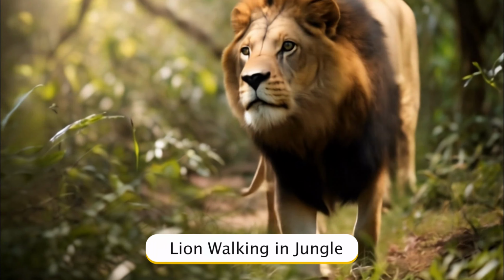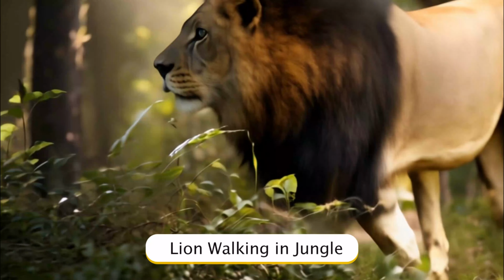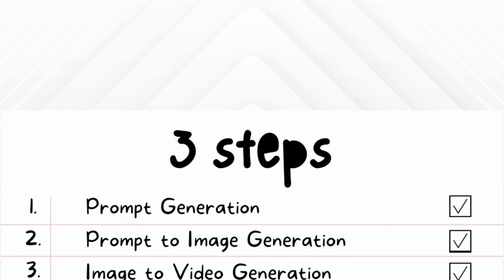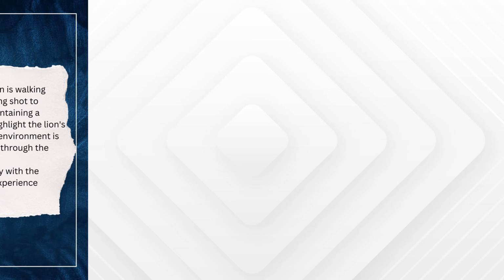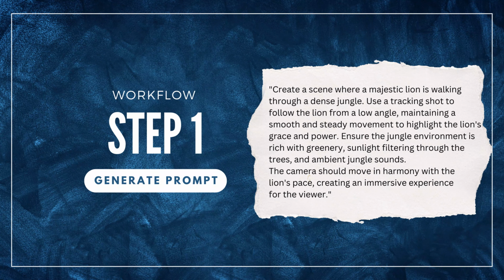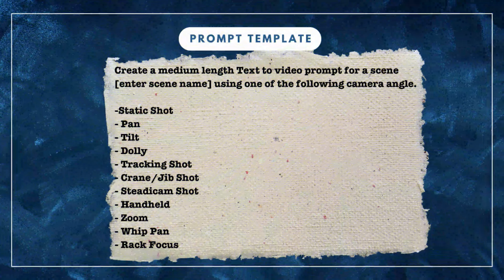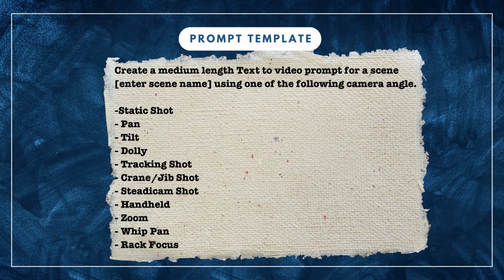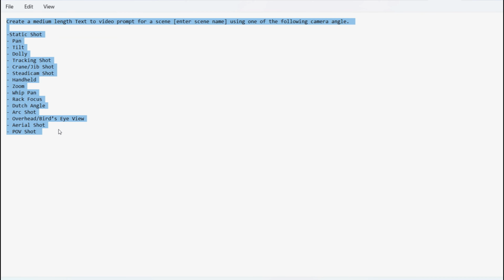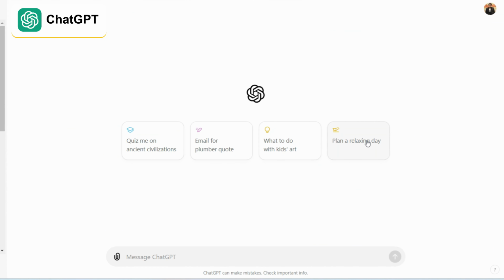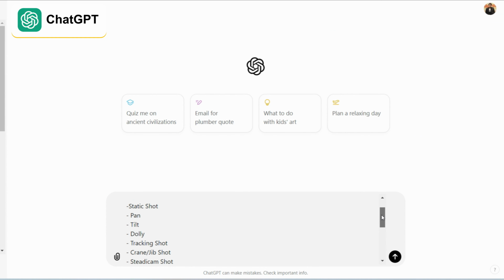Let's say you want to generate a video of a lion walking in a dense jungle. We can achieve this in 3 steps. First, we will generate a text-to-image prompt where the camera angle must be included. To generate a prompt, we will use this prompt template where I have already mentioned all the camera angles and movements. Now, we will simply copy this prompt, go to ChatGPT, and paste this prompt in the prompt box.